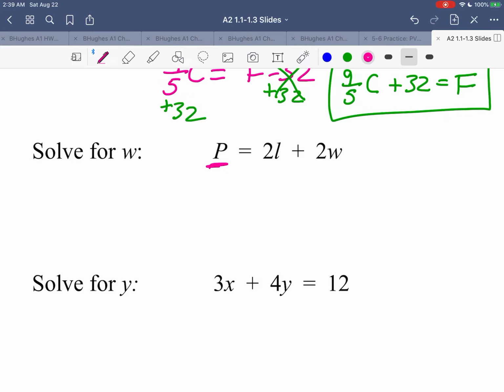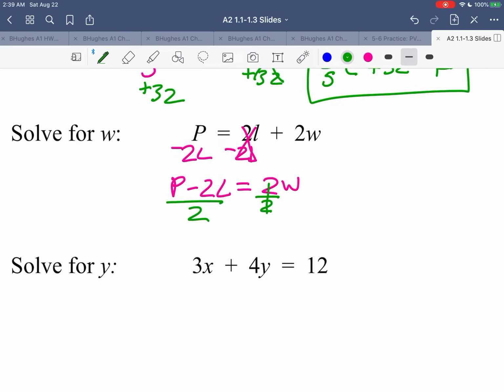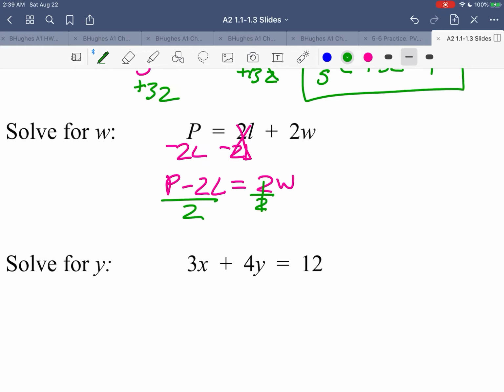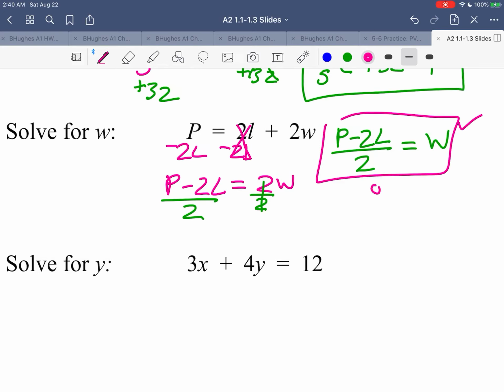Okay? Now this next example is an example of the perimeter formula in geometry, and it asks us to solve for W. Well, this has to be isolated from adding and subtracting first. So I'm going to subtract 2L. So I get P minus 2L equals 2W. And then you should be able to see that now, in order for us to get the W alone, we have to cancel the multiplying by 2 with division. So I'm going to show you two ways of writing your answer. Clearly, once you divide, you're left with P minus 2L over 2 equals W, and I will accept that answer.